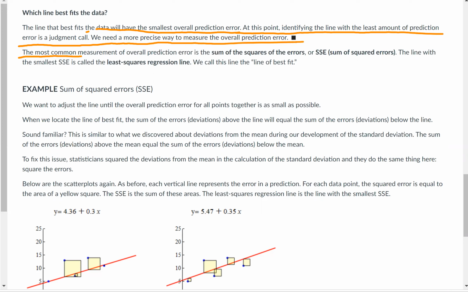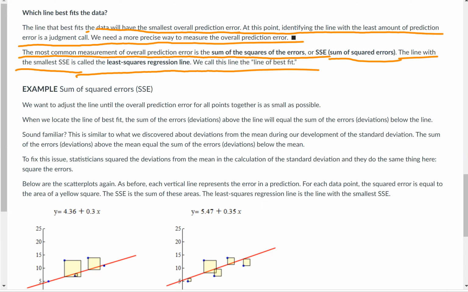The most common measurement of overall prediction error is the sum of the squares of the errors. So you take all those distances and square them, and then add them together. SSE, sum of squared errors. The line with the smallest SSE, or sum of squared errors, is called the least squares regression line. We call this line the line of best fit.